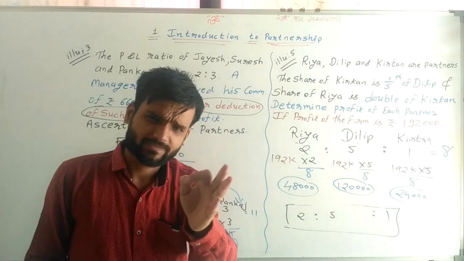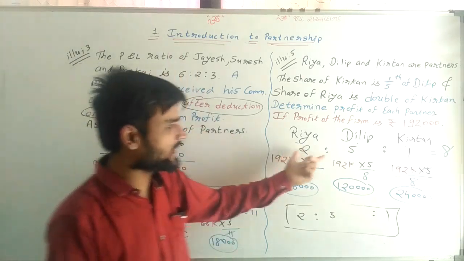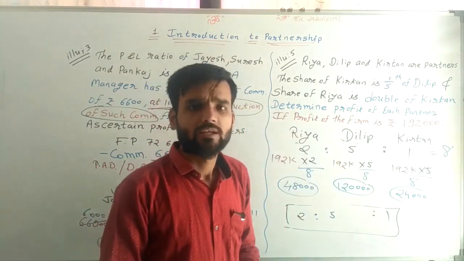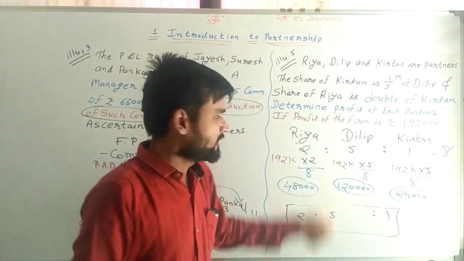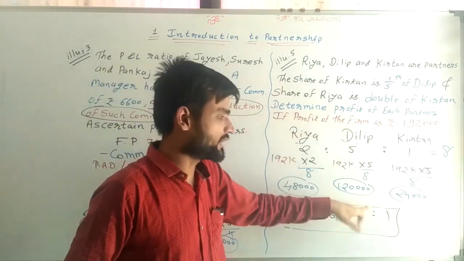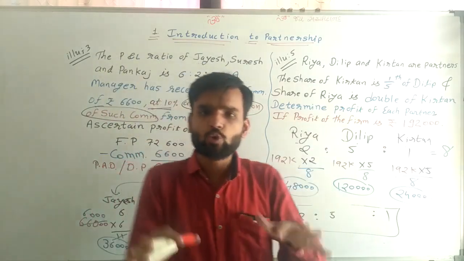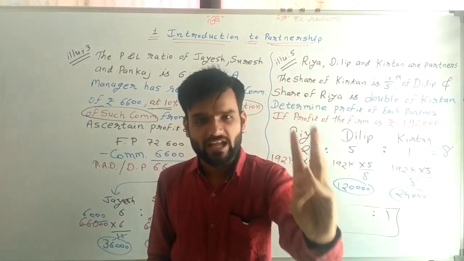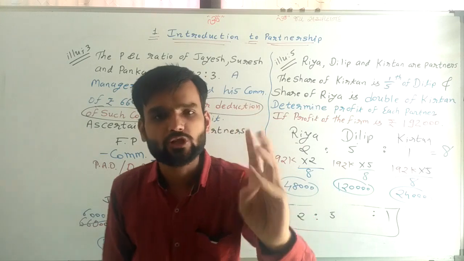Here the P&L ratio is not given directly, information is given indirectly, and on the basis of that information we first need to find the P&L ratio, and then distribute profit among the partners. Now today in this lecture we have covered distribution of profit as well as commission calculation.